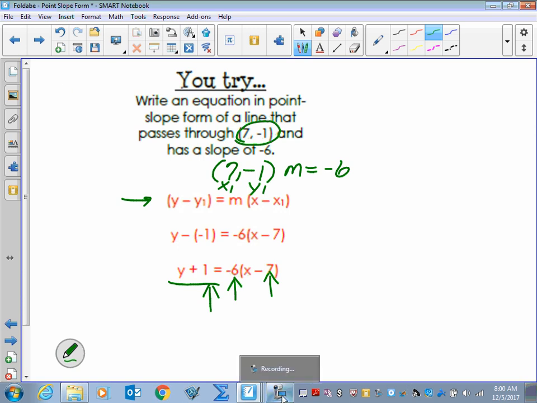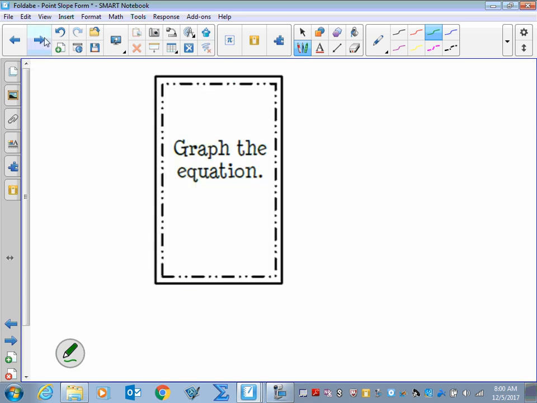You're not going to distribute anything. You leave it. This is the final answer right here. We don't go any further than here. That's what we call point slope form. All right, let's take a look at a graph.